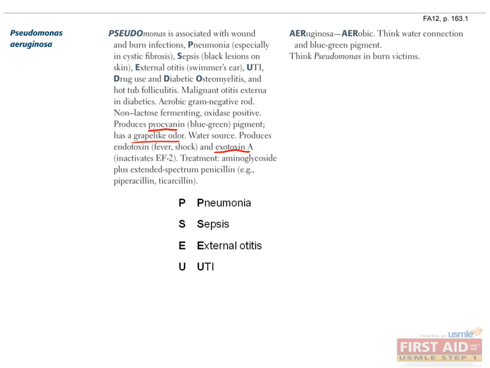UTIs can also be caused by Pseudomonas, especially in those who are catheterized or on broad-spectrum antibiotics. Pseudomonas can cause infections of foot ulcers in diabetics. Pseudomonal endocarditis can be seen in IV drug users.